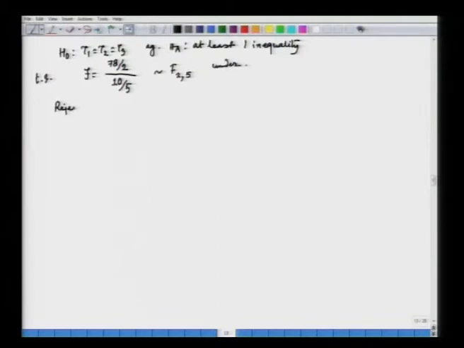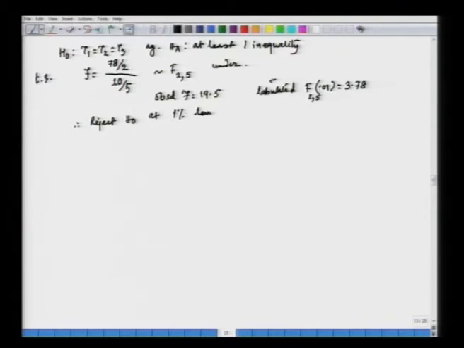So, our test procedure is reject H naught if observed F is large. Now, let us see what the observed F is here. The observed F comes out to be 19.5, and the tabulated F at 0.01 with 2 and 5 degrees of freedom has the value 3.78. Therefore, in the light of the given sample, reject H naught, the null hypothesis, at 1% level of significance. So, we are rejecting the null hypothesis that there is no treatment effect, that the means coming from the treatments are all equal.